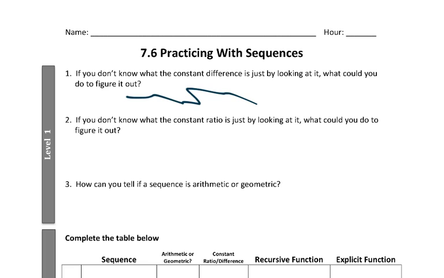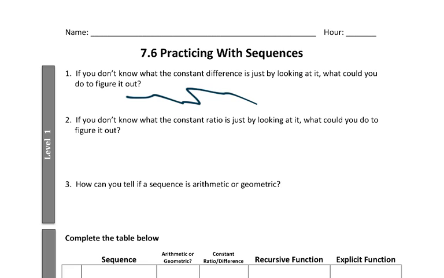Question 2, if you don't know what the constant ratio is just by looking at it, how could you figure it out? So let's say that you know that we're multiplying a number every time, you just don't know what it is. Well, what you could do is you could pick a term in the sequence and divide by the number that comes before it. So pretty basic stuff going on there.